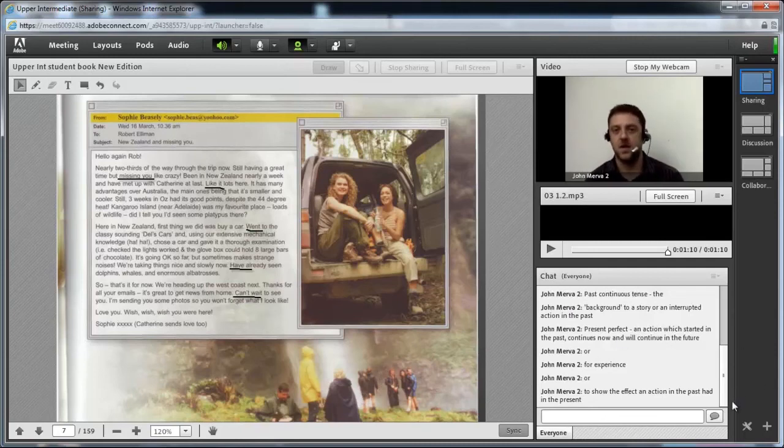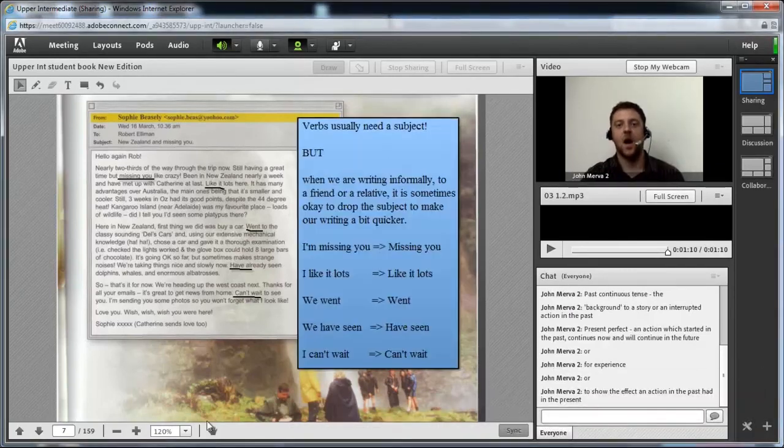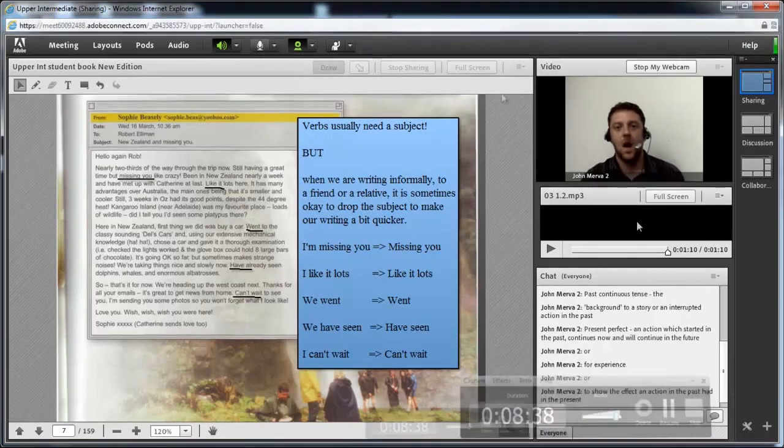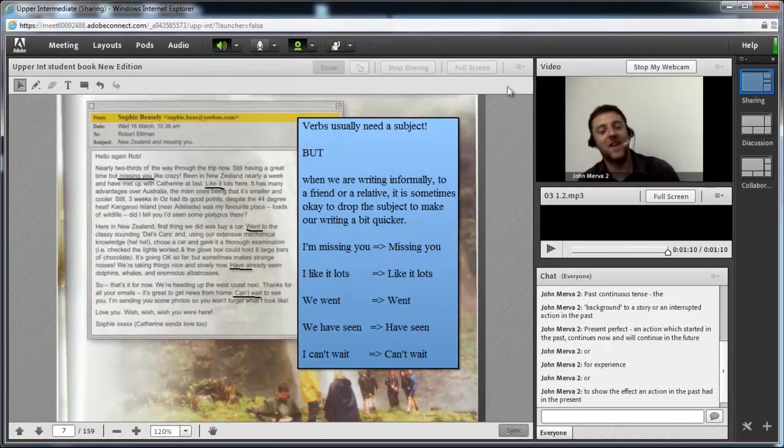Okay, you can see that information box there, which just has a little bit of what I was talking about, how we can drop that subject to make our writing more casual, more informal, and a bit quicker when we are writing an email. Please take a moment now to write this down. Okay, that's all we're going to look at today. What I'd like you to do, please, is now find your workbook, and I will give you your homework.